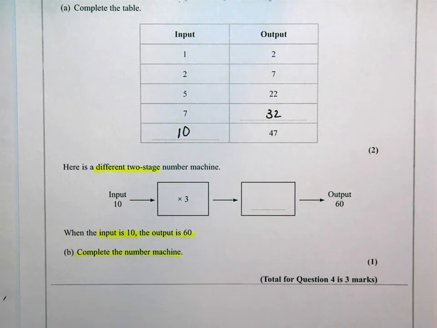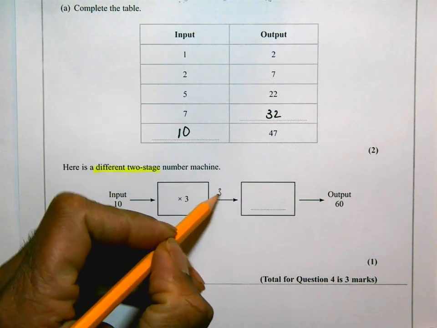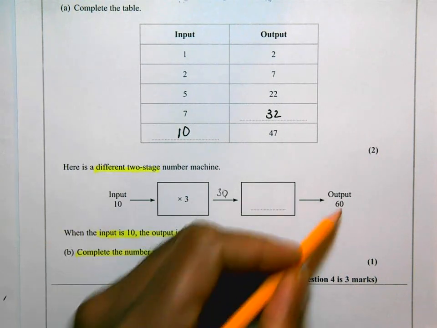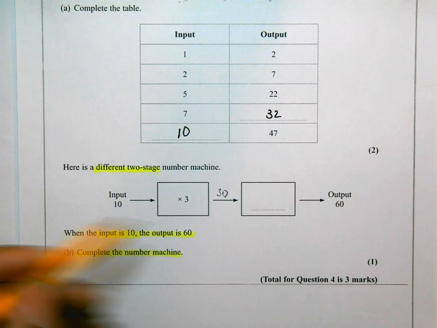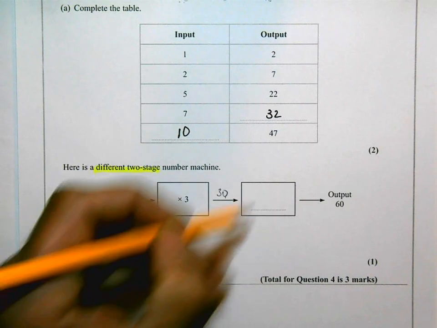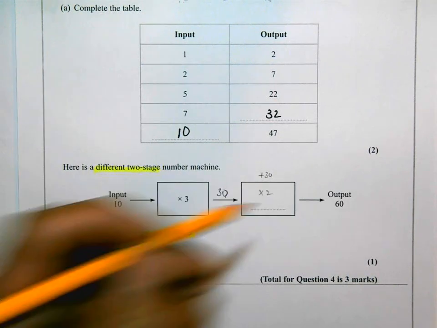What's going to go in there? So let's break it down into stages. If I input 10, 10 times 3 is 30. What do I do to 30 to get 60? Several different things that you could do. You could add 30 to it, so that's one possible answer. Or you could just times it by 2. 30 times by 2 is 60.